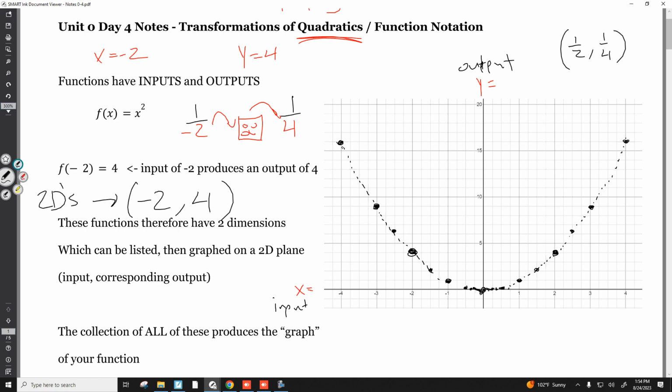Why? Because these are connected pairs. They are an input plugged in, giving me an output. Boom, that's a dot there. That's a point. That's an input going to an output. What happens if I kept going? What would you have to do? Put more dots.